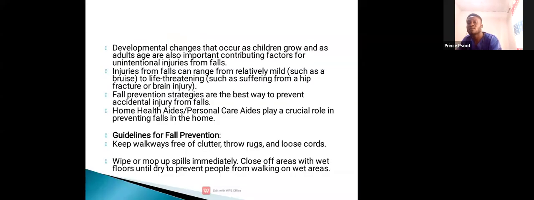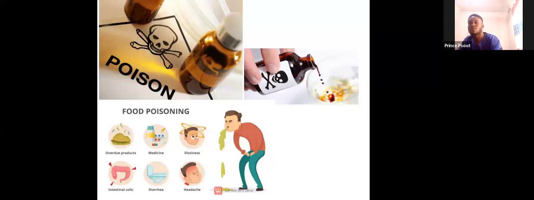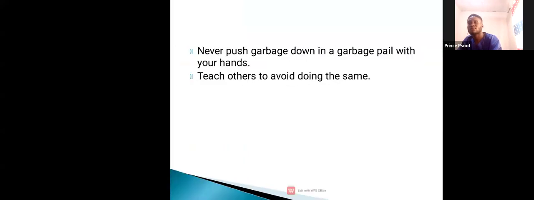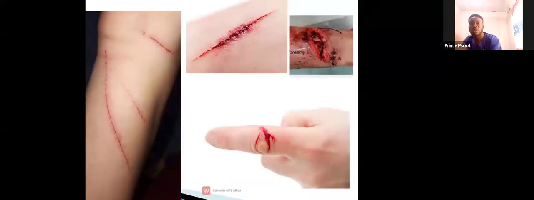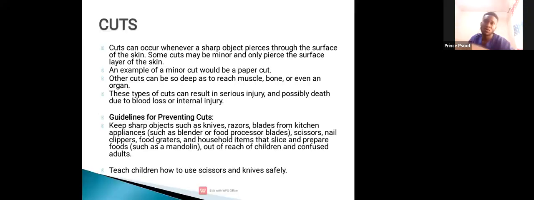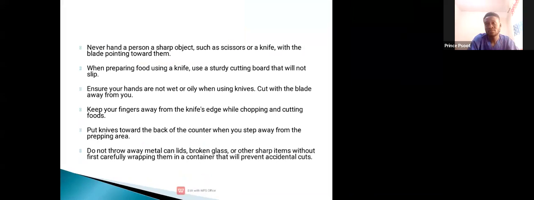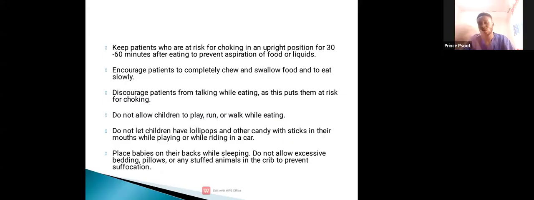falls, choking, and the others, and we discussed each one and the guidelines, what to do when something like that happens.